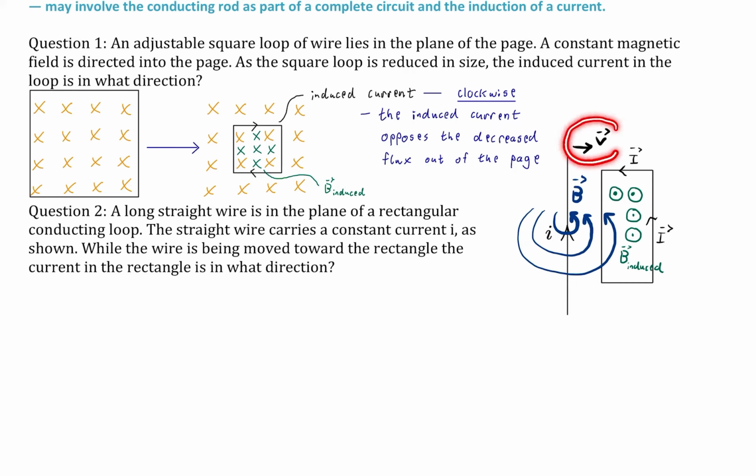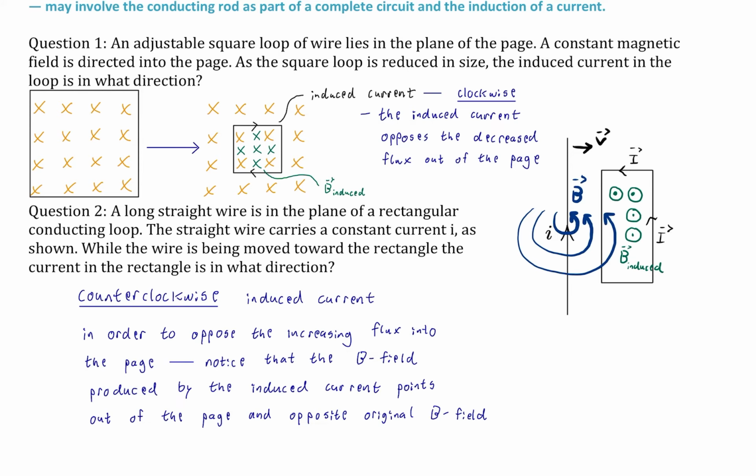Now we're going to move that wire in this direction. That's the velocity of the wire towards the current carrying loop. That's going to induce a current in the counterclockwise direction. Why is that? Well, the counterclockwise induced current is because we want to oppose the increasing flux into the page. Notice that the B field produced by the induced current points out of the page. See, it points in the opposite direction, opposite the original B field.